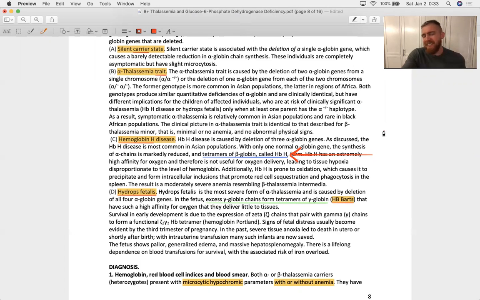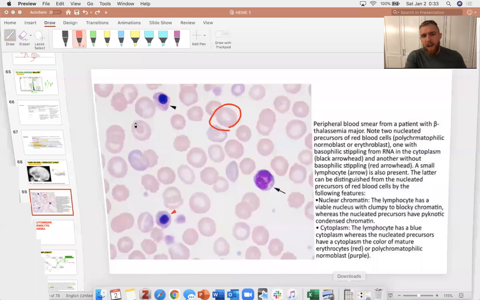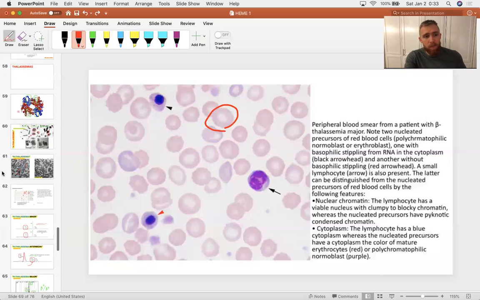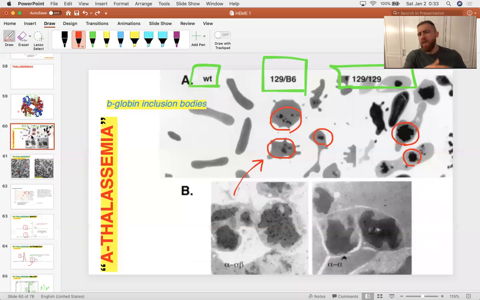Problem is that is terrible at carrying oxygen, and it also likes to complex up within cells. And so we find ourselves right back where we started with the inclusion bodies. And guess what's contributing to these inclusion bodies? Hemoglobin H that can't carry oxygen.